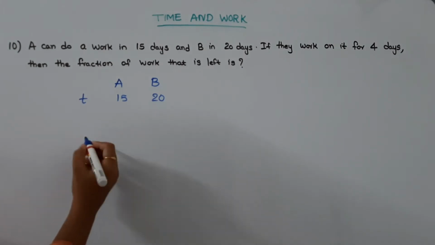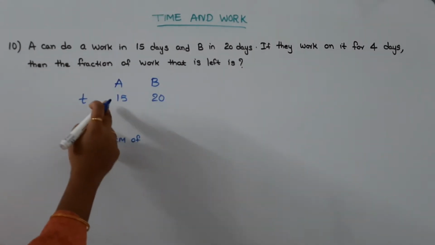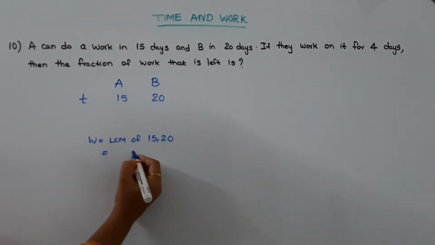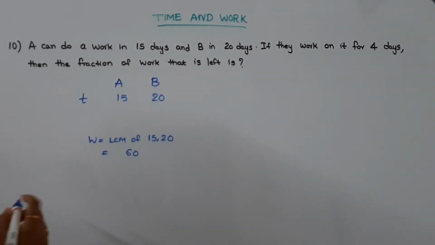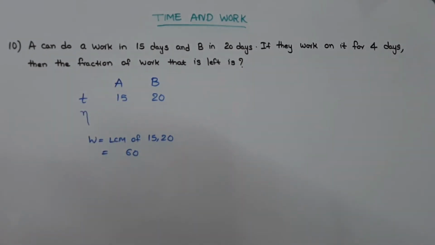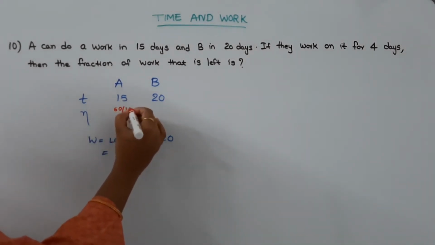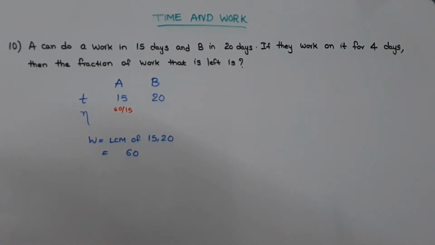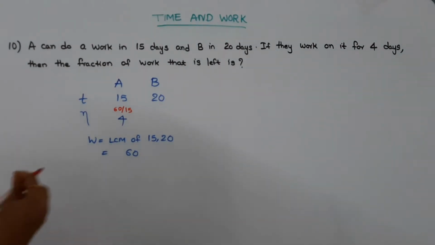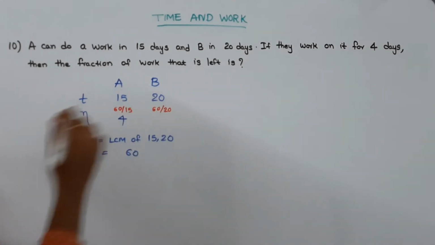Now find out the work done. Work done can be found out by taking the LCM of the time taken. The time taken is 15 and 20. So find out the LCM of 15 and 20. That is equal to 60. Now we got the work done. Now find out the individual efficiencies. Efficiency of A will be work done divided by time taken by A, that is 60 divided by 15, that is equal to 4. Now efficiency of B will be 60 divided by 20, that is equal to 3.